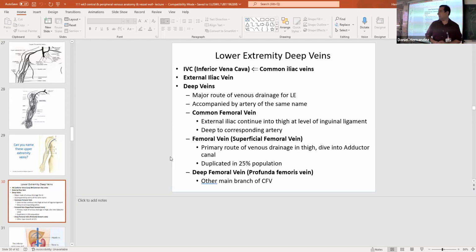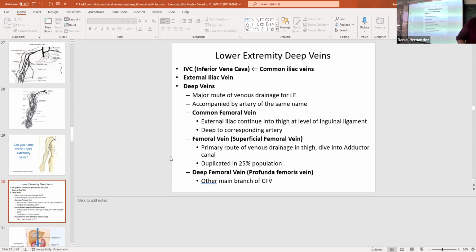For deep veins, the pairing doesn't start until after the axillary, so this is when we kind of get paired. So if there's an artery that corresponds with it, that means it's a deep vein? Yes, that's how we tell it's a deep vein. That is the main characteristic of a deep vein. It has a corresponding artery with it.